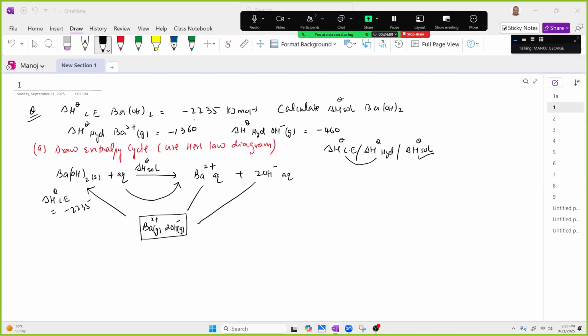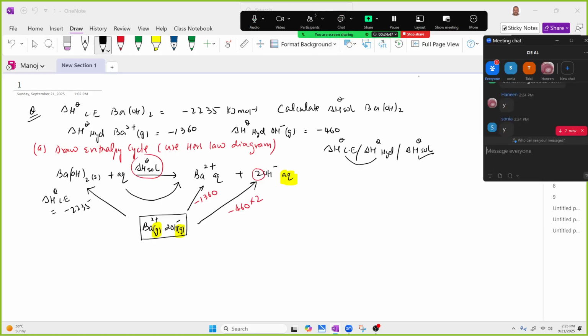Okay, and then I need gas. I need the gas changing into aqueous. What is this called? Gas changing into aqueous means this is hydration. So that means arrow has to go this way. Okay, so barium is how much? Minus 1360. Hydroxide is minus 460, but this is times 2 because there are 2 moles here, don't forget. Now can you calculate this value? See how much you get. Write the final answer.